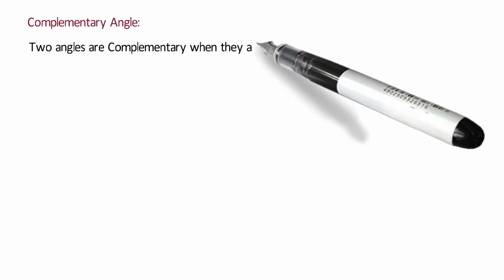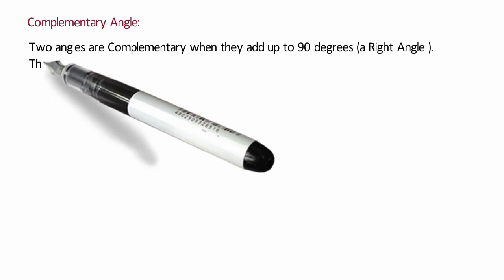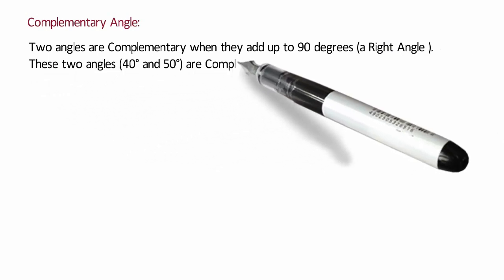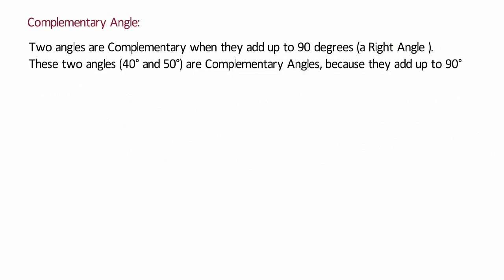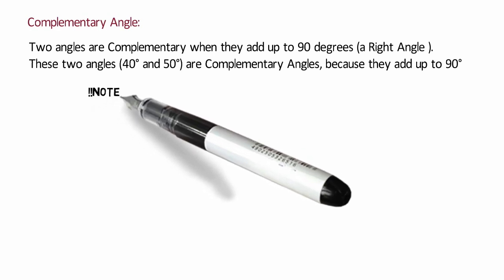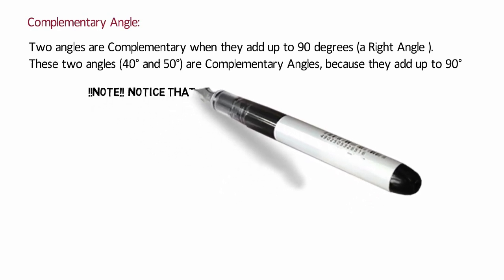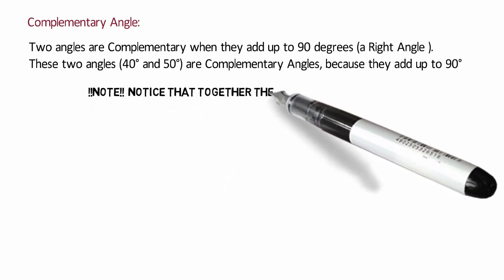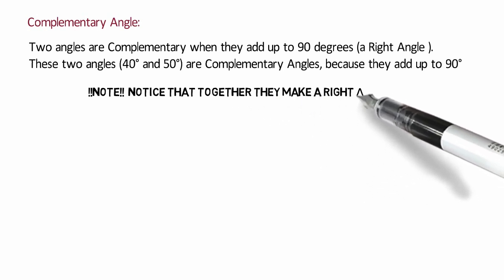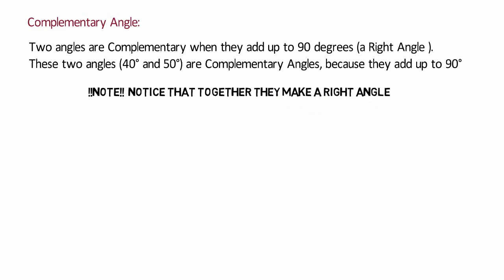Complementary angle. Two angles are complementary when they add up to 90 degrees, a right angle. These two angles, 40 degrees and 50 degrees, are complementary angles because they add up to 90 degrees. Notice that together they make a right angle.